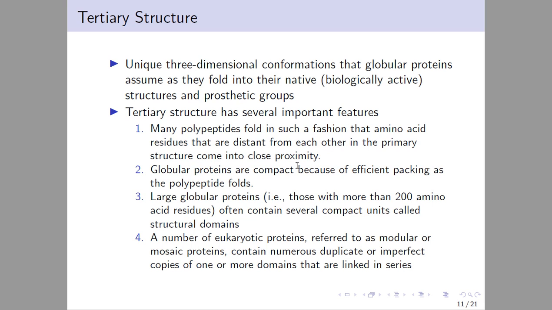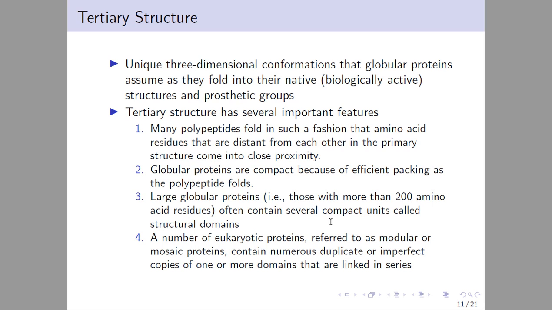For example, the COVID-19 virus is shaped like a ball. Large globular proteins, those with more than 200 amino acid residues, often contain super compact units called structural domains. Some have repeated domains. A number of related proteins referred to as modular or mosaic proteins contain numerous duplicate or imperfect copies of one or more domains that are linked in series.